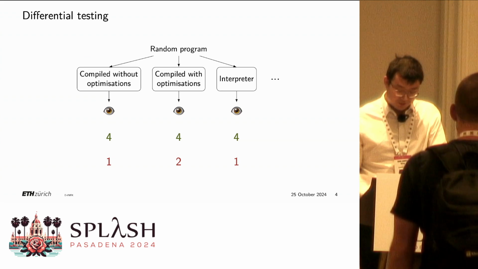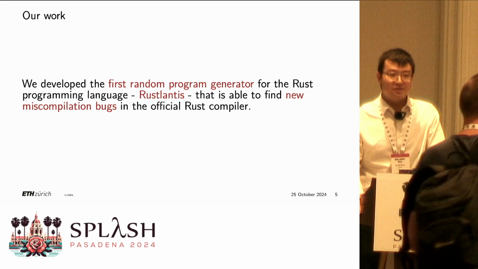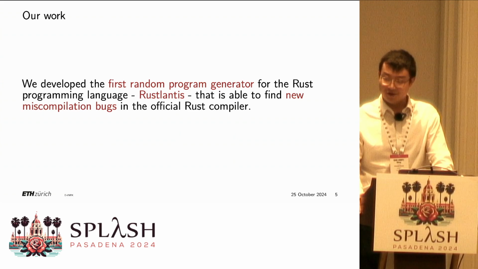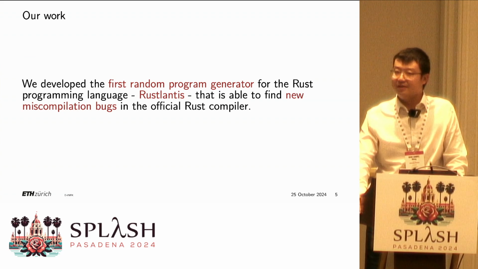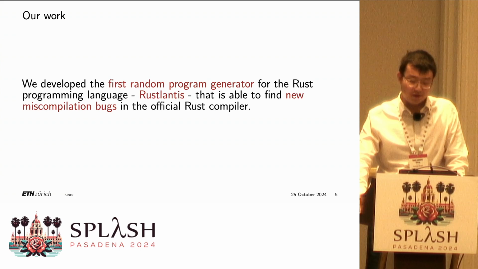Using this approach, we developed the first random program generator for the Rust language. We call the generator Rustlantis, and it is able to find new miscompilation bugs in the official Rust compiler. And I'll talk about how we did it.